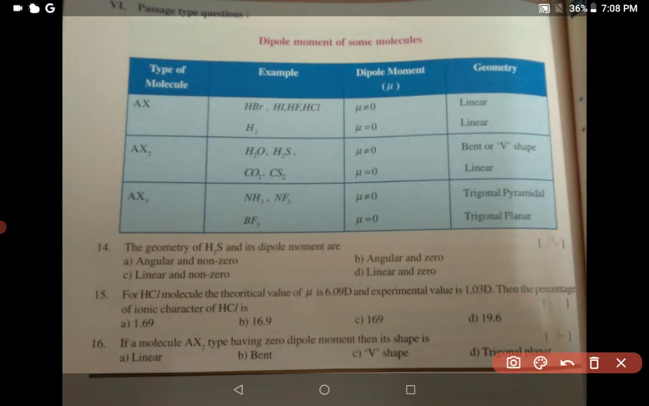Now the 14th one, geometry of H2S and dipole moment, is very simple. You can find H2S here. Now what is its geometry? It is bent or V-shaped. That is clear, right? Or we can say angular, because that V shape shows some angle. And non-zero, you can see that mu is not equal to 0 for this condition. So the option is A. When you read the passage carefully, the answers will be on the screen.